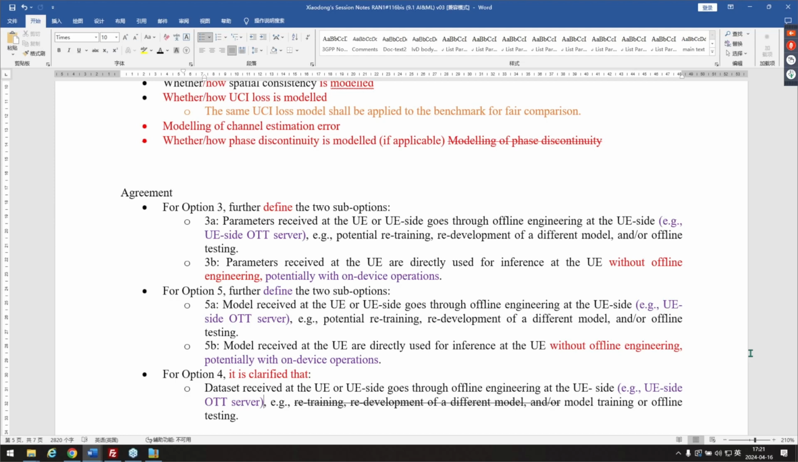Paul? I think the key difference here, why we add that on-device and OTT server, is in understanding the very key and essential difference between 3A and 3B. In 3A, it means very complicated retraining, redevelopment of a model, and that must be done in the server. But 3B directly means receiving the parameter. You can directly do it on device and apply on device. But it does not necessarily mean you just use the parameter received from the network side. You can still do some minor operation on device. It's possible from the current 3B description.